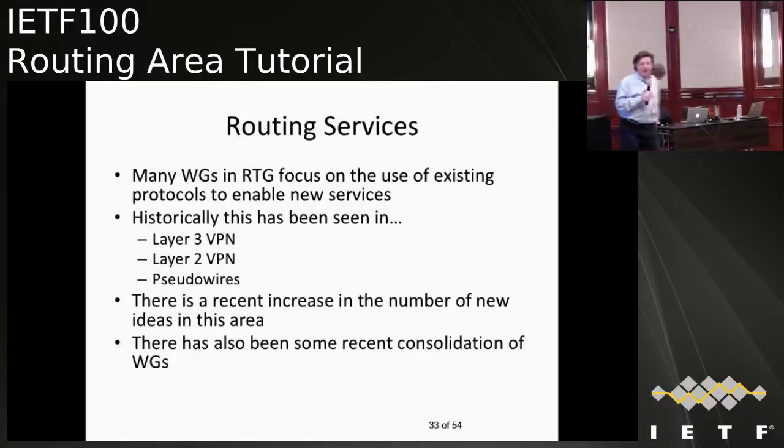So the next category we're going to talk about are the routing services groups, because we use routing to deliver just plain packet forwarding, but also to deliver enhanced services. VPNs at layer 3 or at layer 2, pseudo wires, which we want to make the network behave as if you actually had a real wire between the 2 edge points. So these things deliver services. They leverage all the routing technology. So we do it in routing, and it's part of this work. There's been a bunch of new ideas in there and consolidation of working groups.